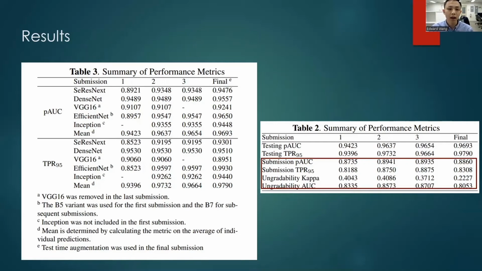And finally, we didn't make any changes to the model. We actually added VGG16 back in. We also did some augmentation, essentially just flipping every single image horizontally and vertically. While that did improve the metrics on our internal testing set, it dropped quite a bit in our final submission.